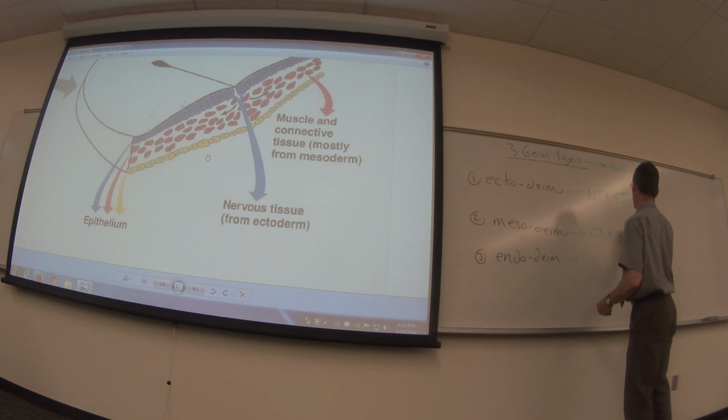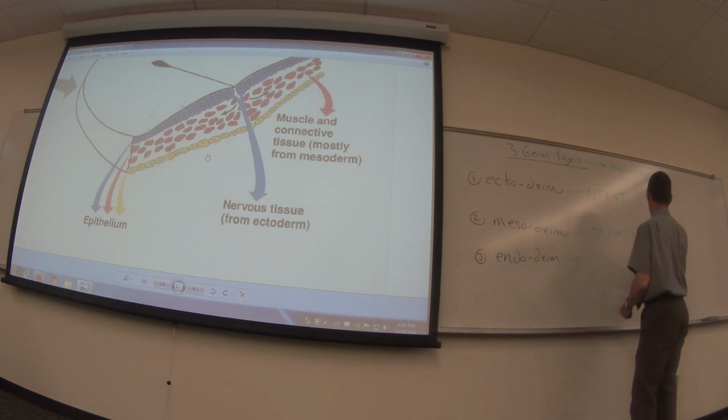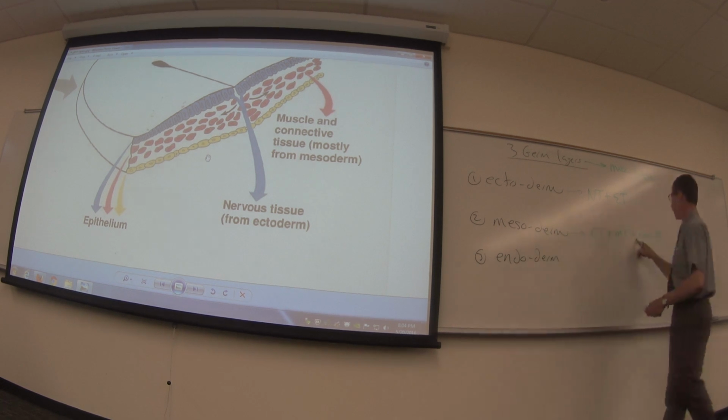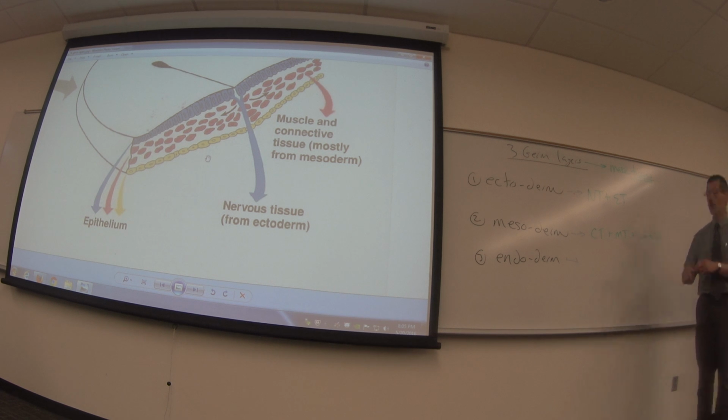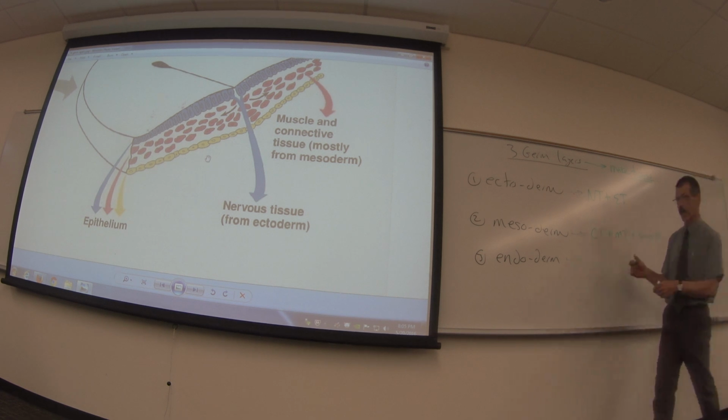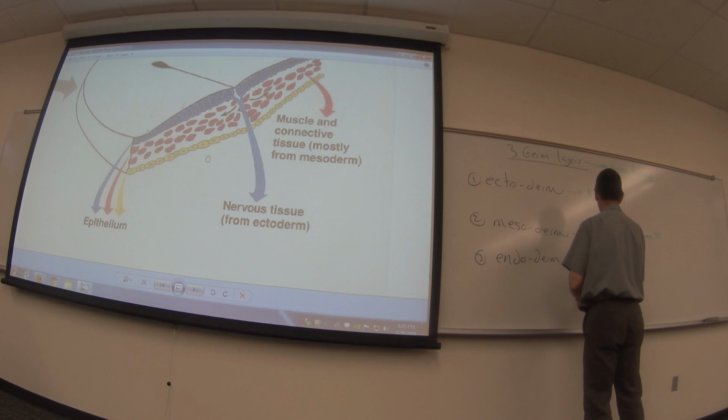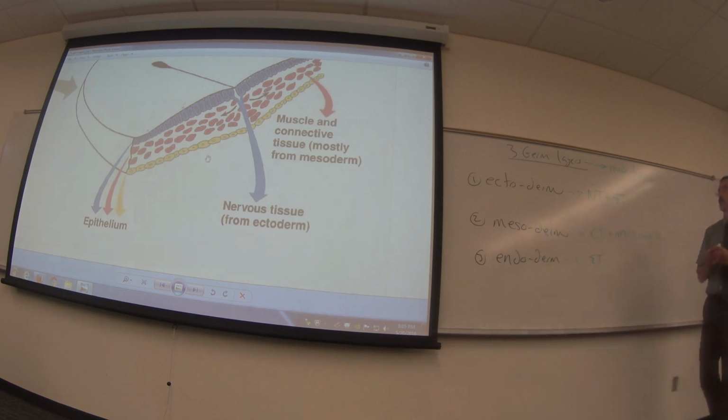Connective and muscle. And some epithelial tissue. So it does muscles, connective tissues, and some epithelials in the blue. Look at the yellow, which is going to be our endoderm, the innermost layer. What's it going to make for me? Epithelium. Epithelial tissue. Again. Okay.